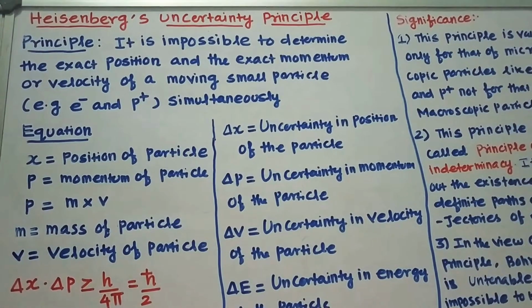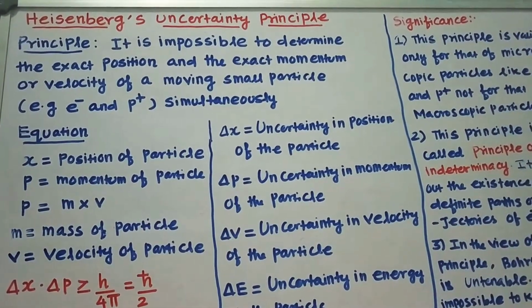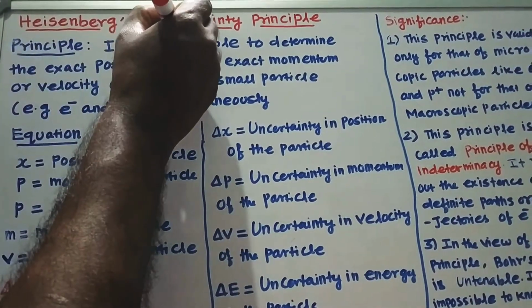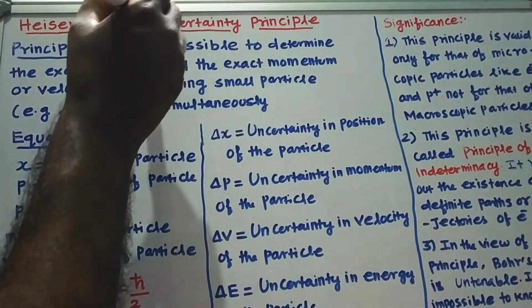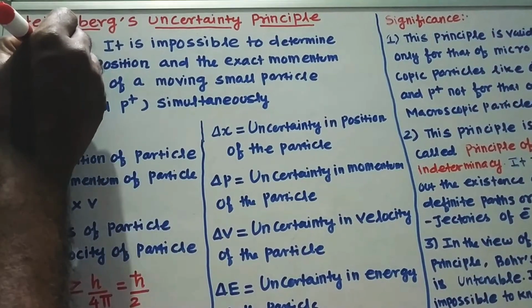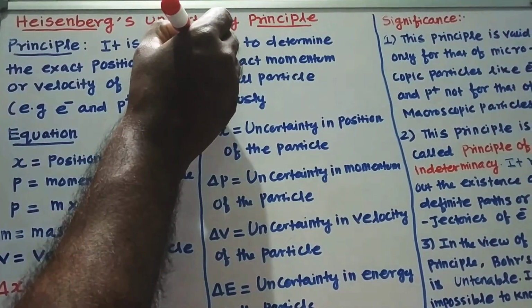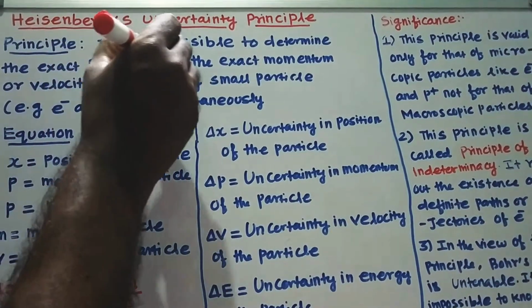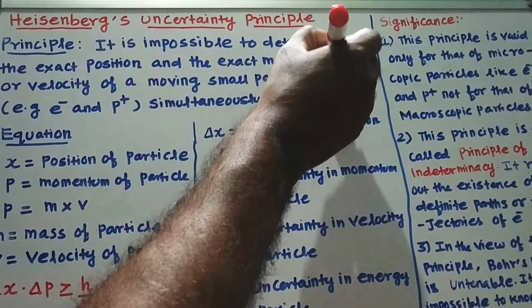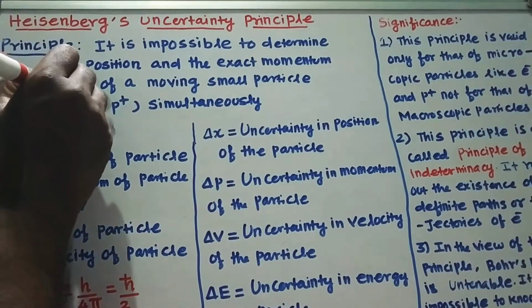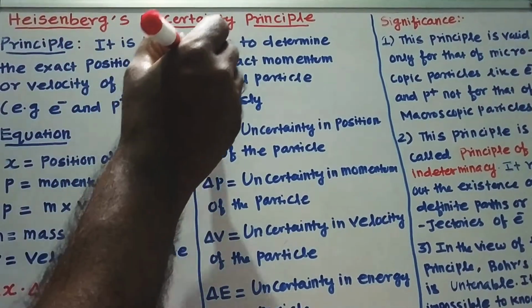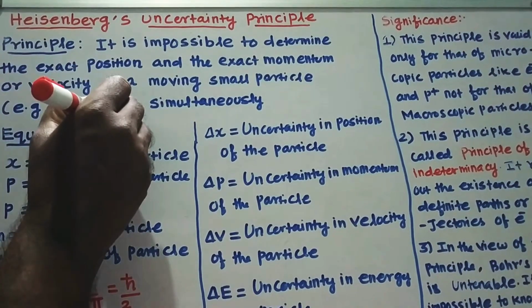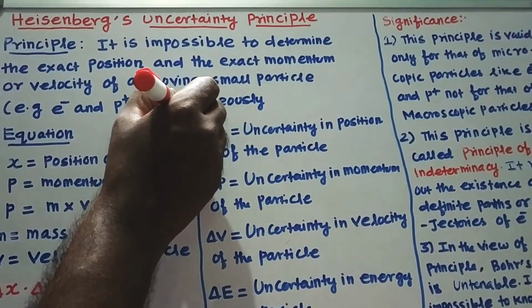Good morning, students. Today we are going to discuss an important topic in chemistry, Heisenberg's uncertainty principle. First of all, we are going to see the principle. It is impossible to determine the exact position and the exact momentum or velocity of a moving small particle, for example, electron and proton simultaneously.